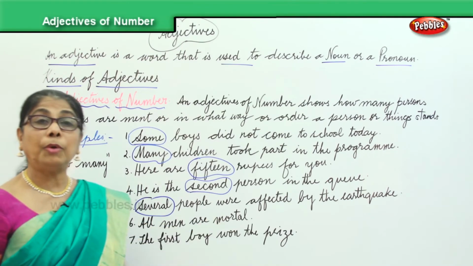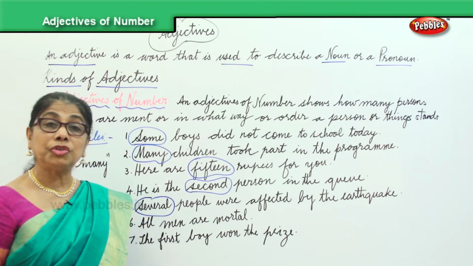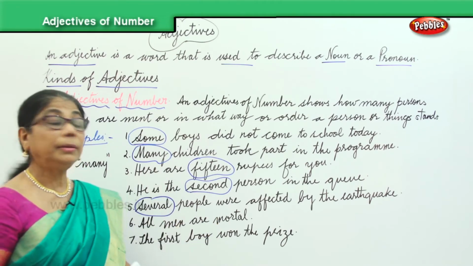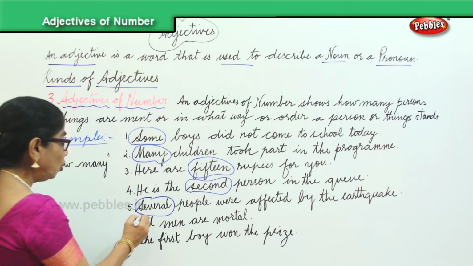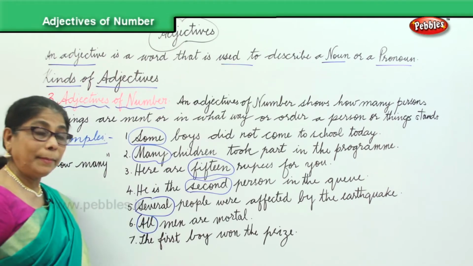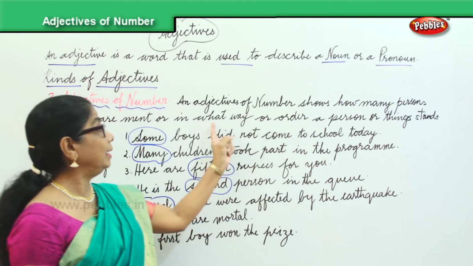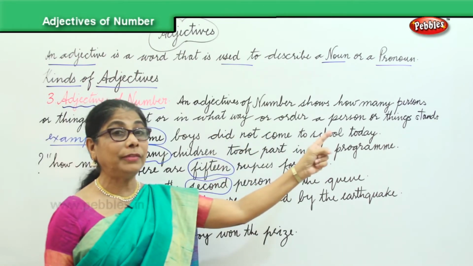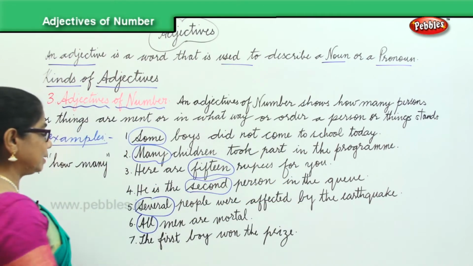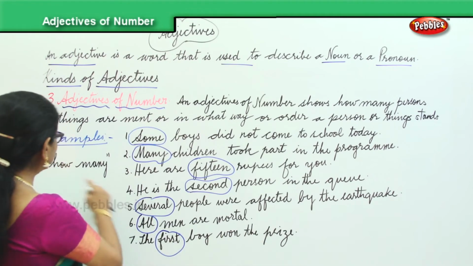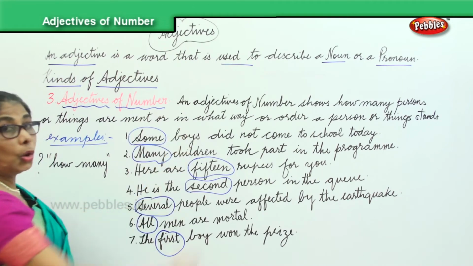All men are mortal. Whether men, women or children, all men are mortal. How many? All. All men. The first boy won the prize. Again, in what way, order of the person? The first boy won the prize. What's the order? The first. It answers the question of order.